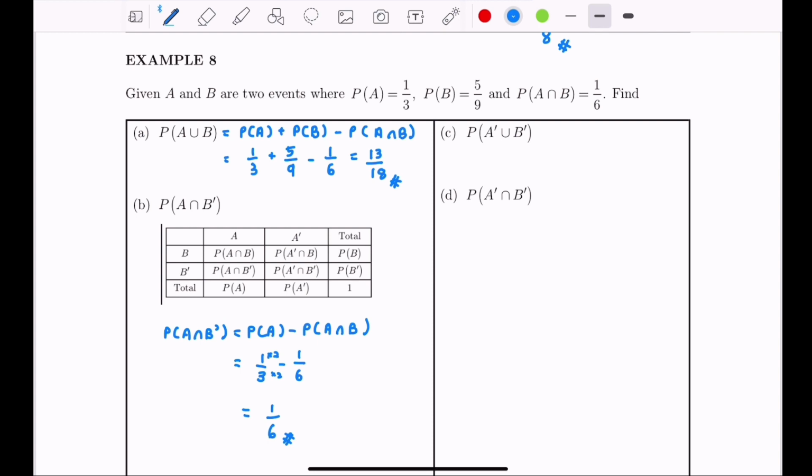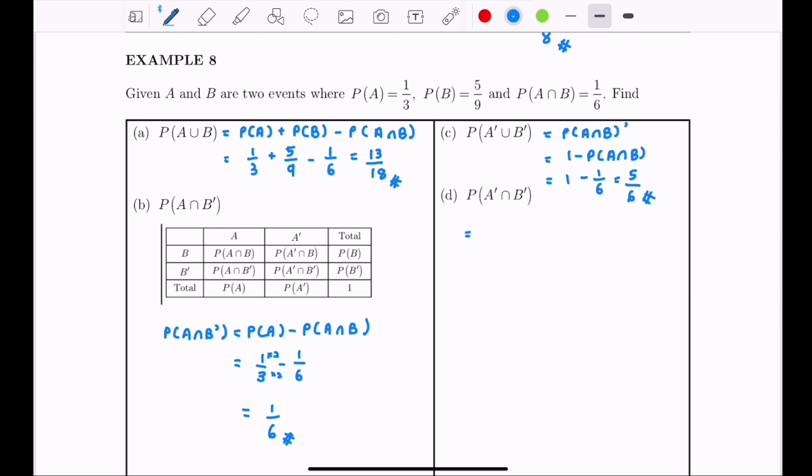So next, C, probability of A prime union B prime. According to De Morgan's rule, this equals the probability of A intersect B prime. So what is the probability of A intersect B prime? It is not the probability of A intersect B. So 1 minus the probability of A intersect B, which equals 1 minus 1 over 6, which equals 5 over 6. And what is the probability of A prime intersect B prime?